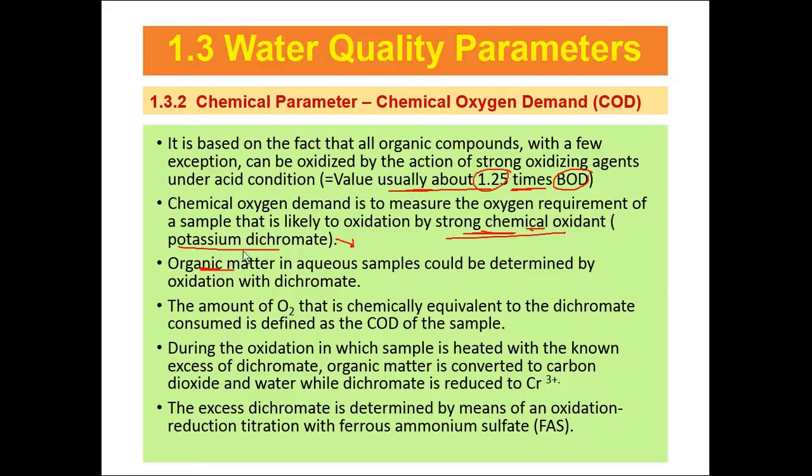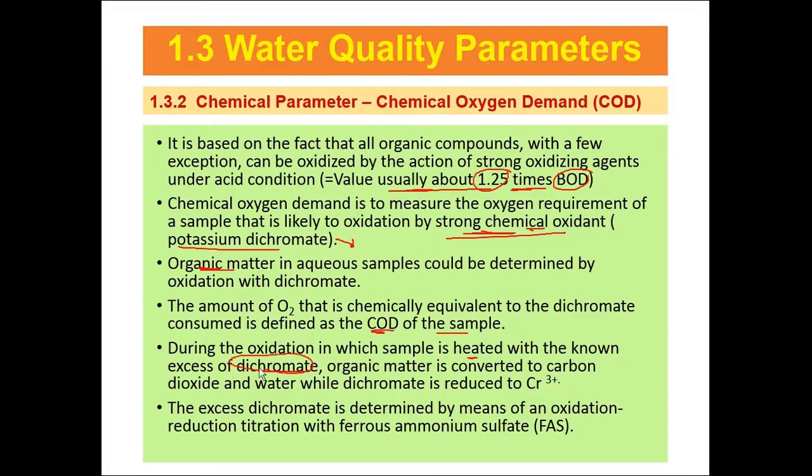Okay, this method is different from the BOD, because for the COD you use a strong chemical oxidant. So the amount of oxygen that is chemically equivalent to the dichromate consumed is defined as the COD of the sample. Okay, during the oxidation, the sample is heated with an excess of dichromate.